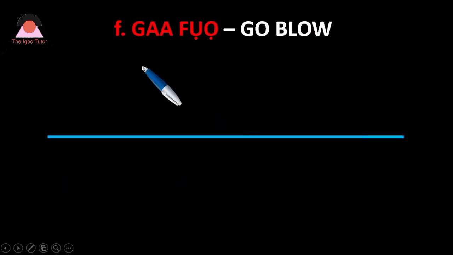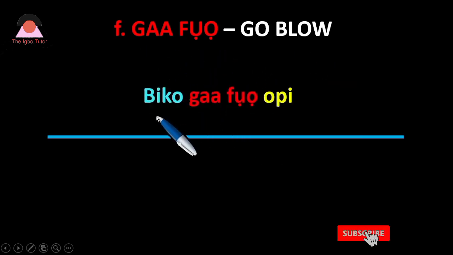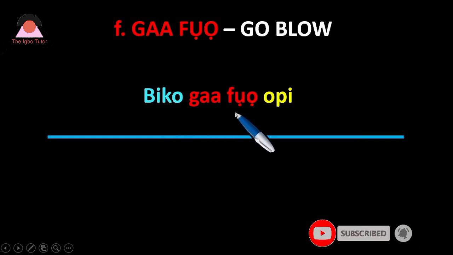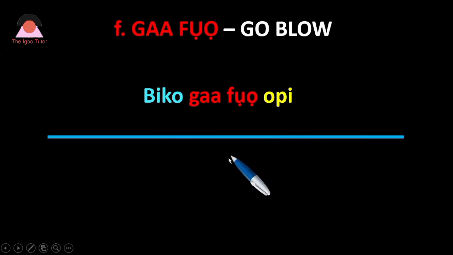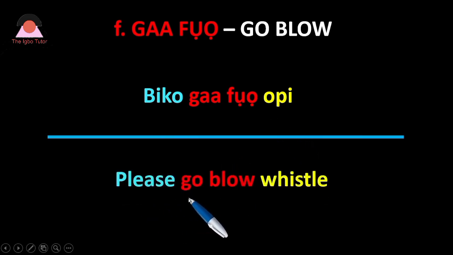And we have ga-afụọ, go blow. Have it in sentence now. Biko ga-afụọ opi. What does this mean? Please go blow whistle or go and blow whistle. Okay? We've seen ọjà, flute. We've seen opi ike, trumpet. Now we are seeing opi, ordinary whistle. Take note of that. All right?